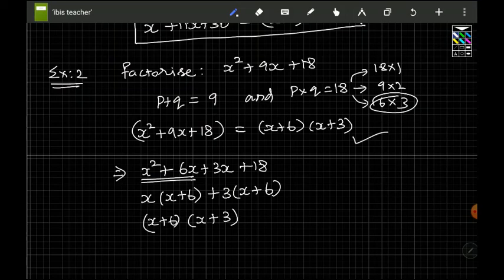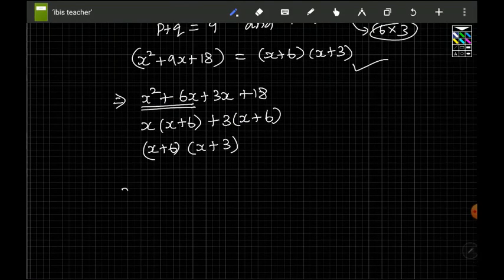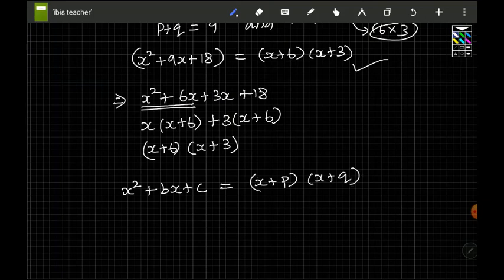So the general way is, if any polynomial is given of the form x square plus bx plus c, the factored polynomial will be x plus p into x plus q, and here b must be p plus q and c must be pq.